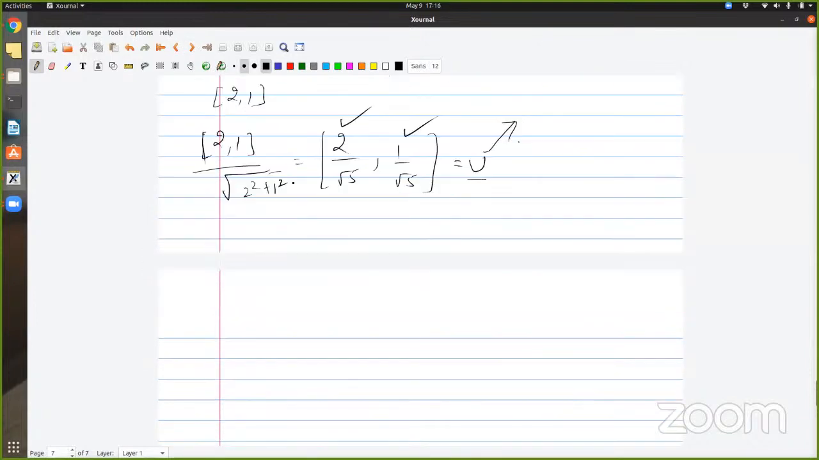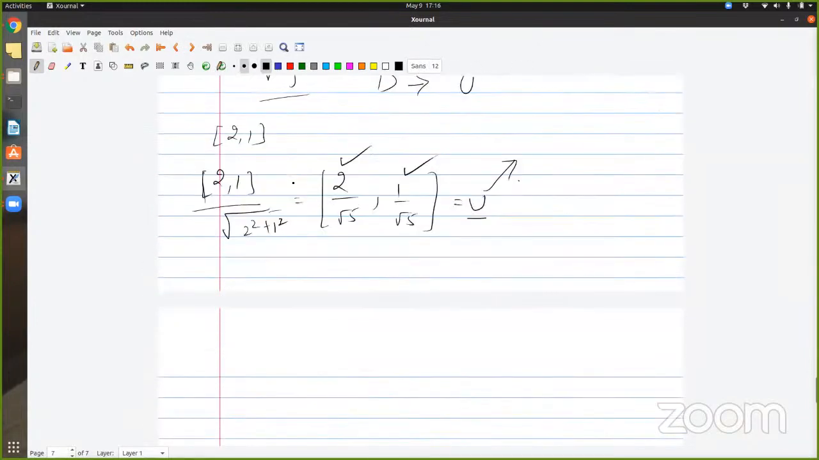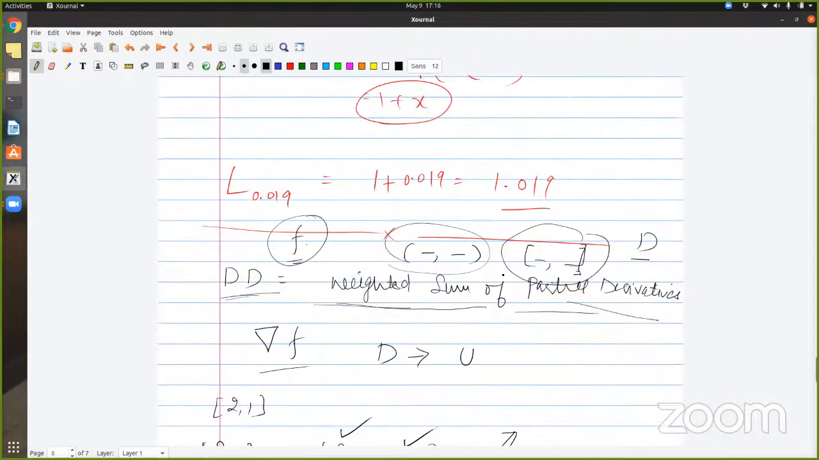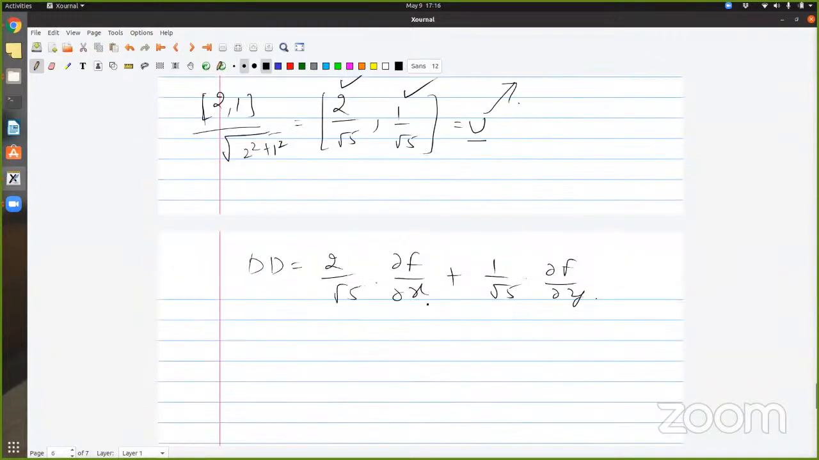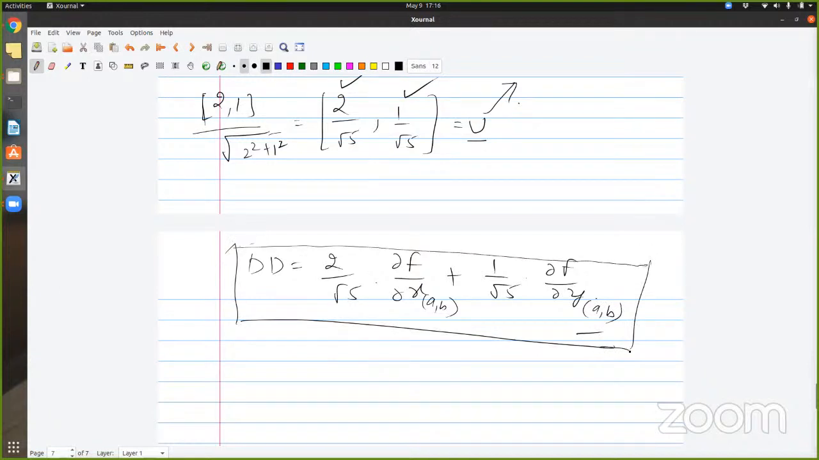How do you get the weighted sum of partial derivatives? You'll write the directional derivative is equal to the first component multiplied by dou f by dou x plus the second component multiplied by dou f by dou y. Now you might also be given a point, let's say (a, b). You have to find the directional derivative at the given point, so that point you will put here. This is how you compute the rate of change of the function in a given direction.